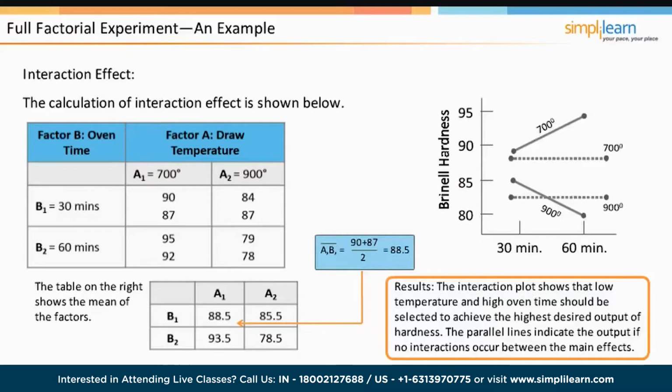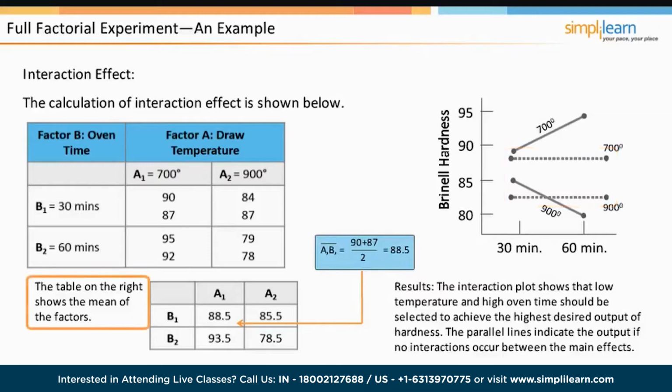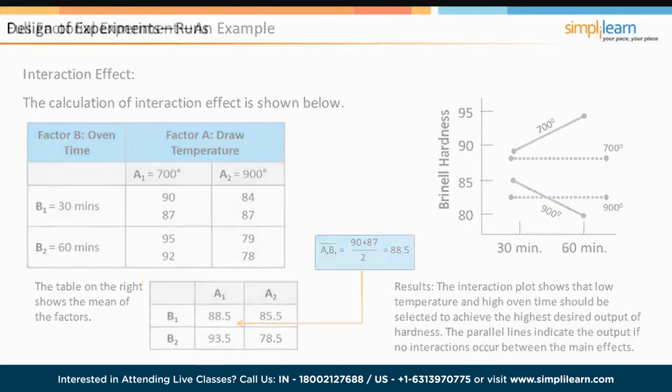The ideal case is represented by the parallel lines, which give the desired output based on the main effect without being affected by the interaction between the factors. The parallel lines are shown as a dotted line. The mean of the factors are also calculated and shown in the small table.